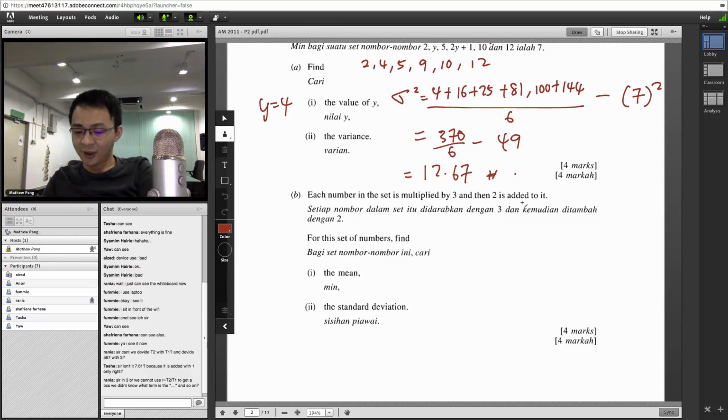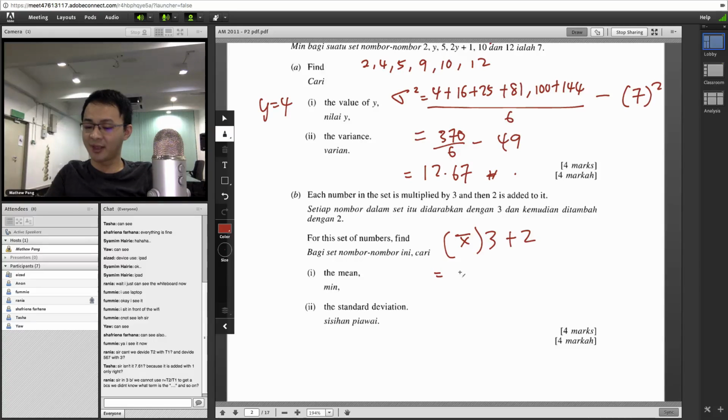Right, so if all the numbers are multiplied by 3 and then 2 is added, basically you do the same thing to the mean. So if this is the mean, you just multiply through by 3 and then add 2. Our mean over here basically is 7. So I just say 7 multiplied by 3 and then add 2. Do the same thing, that's all. This is 21, 21 plus 2 is 23.